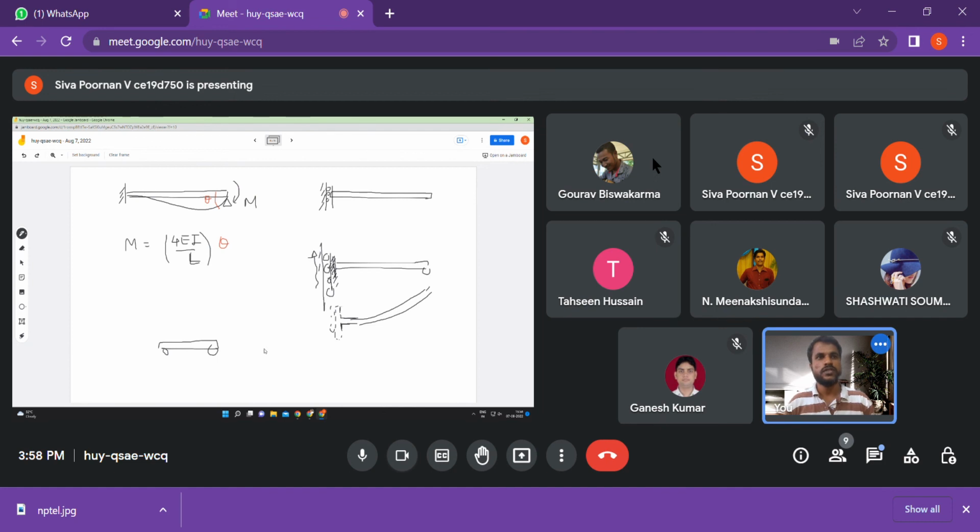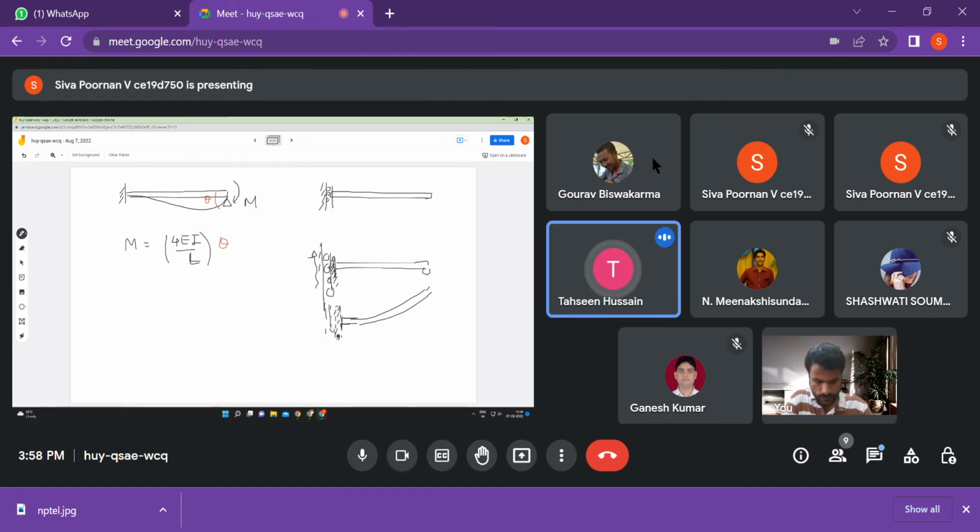Is this like something sliding in a slot? Yes, it can have a slot. The only thing is that it's rigidly fixed for rotation. Rotation alone is not allowed.